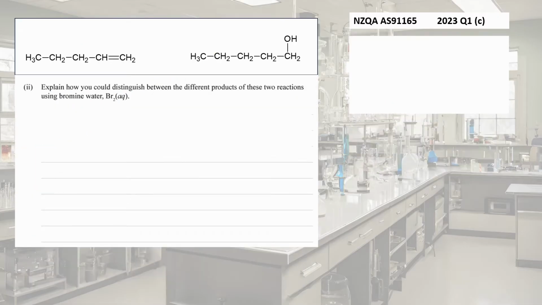Okay, let's look at the 2023 paper. We can see here that we have two molecules and they want us to distinguish between the different products of these two reactions using bromine water. So we're going to describe how we would carry out the reaction here.